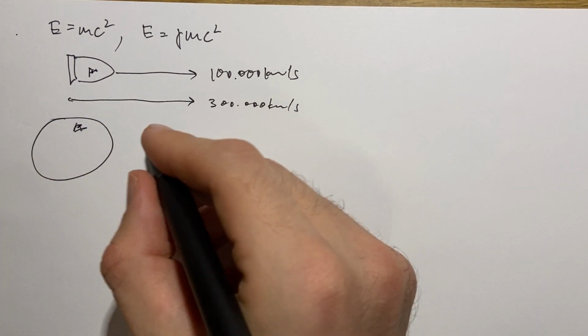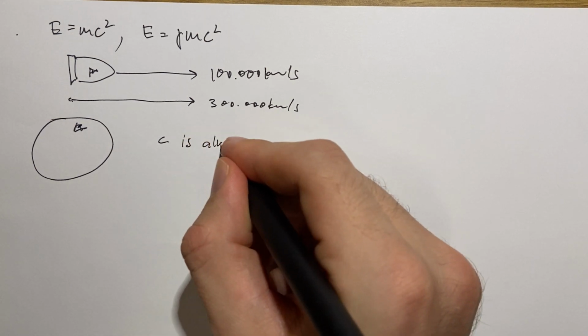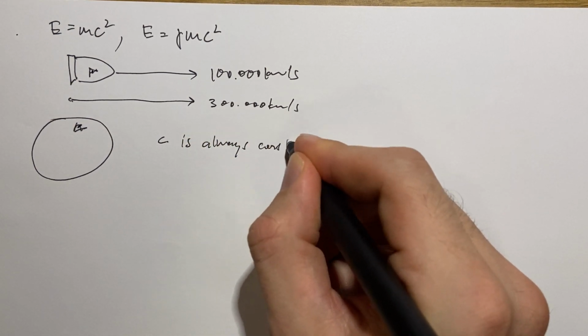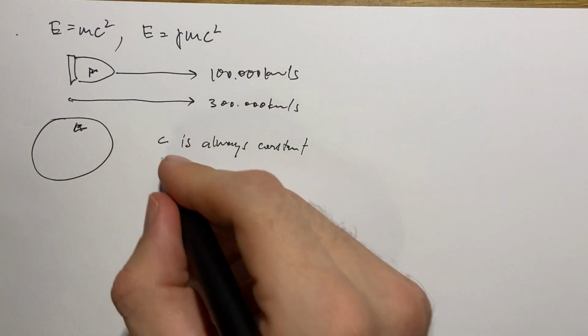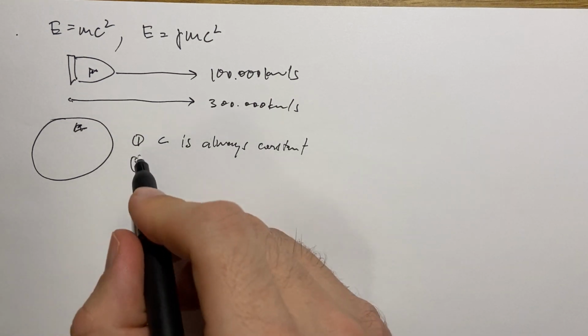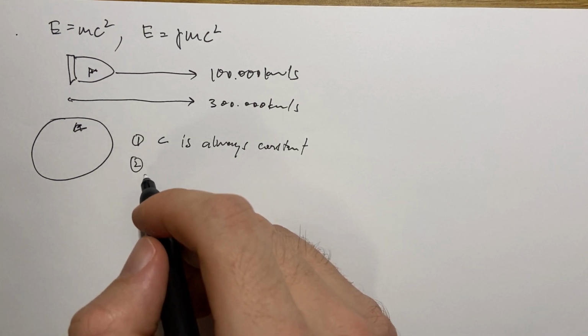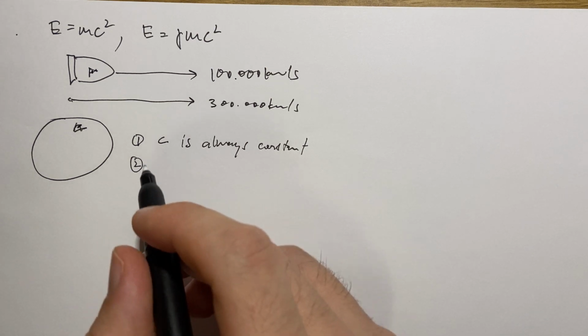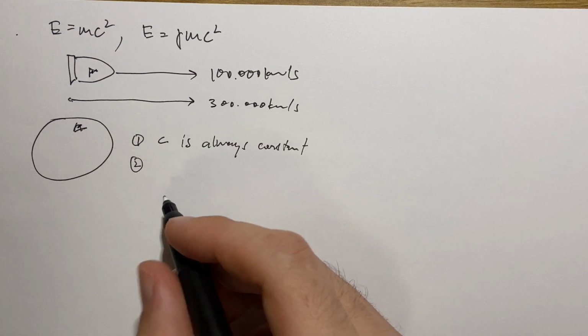So what we learn here is that the speed of light, c, is always constant, no matter from where it is observed. And this is the first postulate of special relativity. The second postulate of special relativity is that the laws of physics are the same in every inertial reference frame.